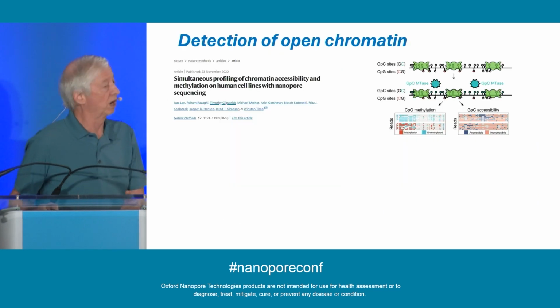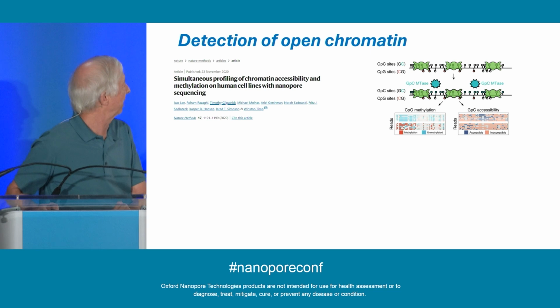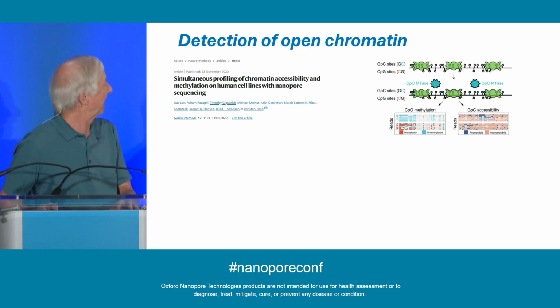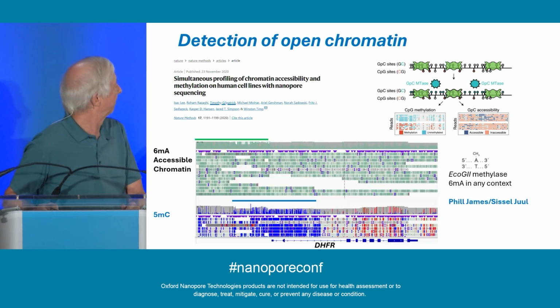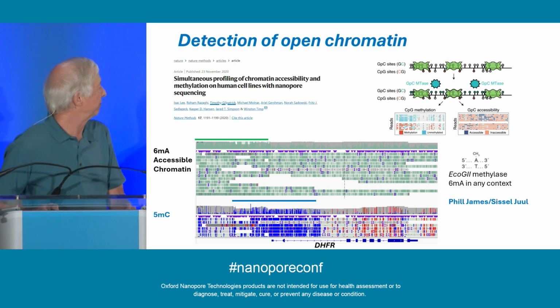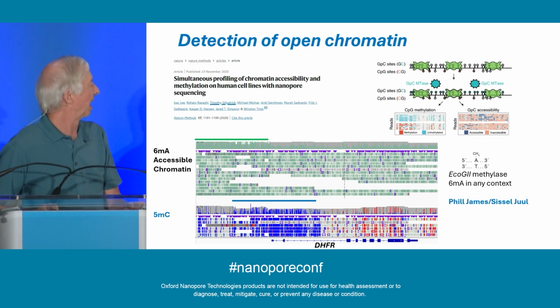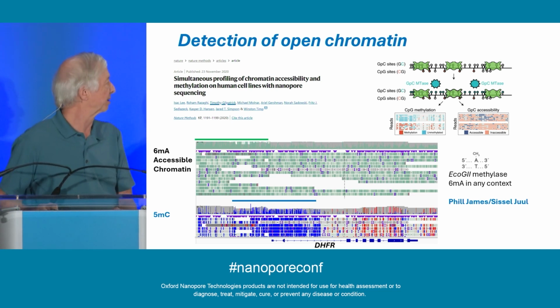And we also want to look at open chromatin to see what chromatin is active. Winston Timp's group published a paper where they used a methylase to methylate guanine. We're using a protocol that Cecil Jewell and Phil James have identified here with E. coli EcoG2 methylase that generates 6-methyladenine. And here we can see open chromatin regions in the promoter region of a gene that's highly expressed.